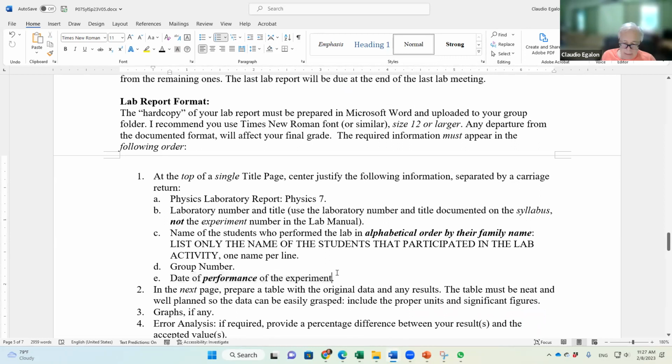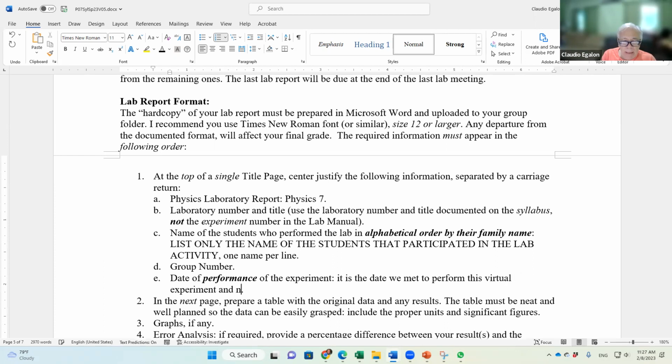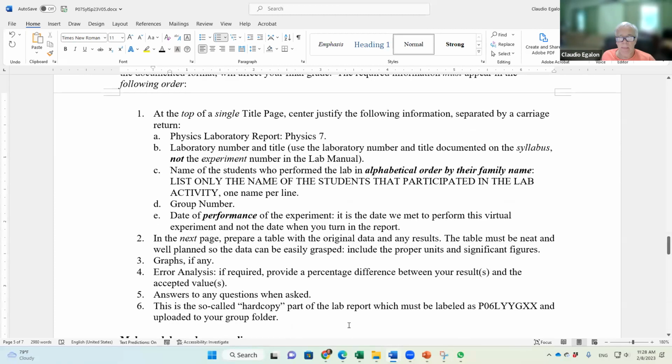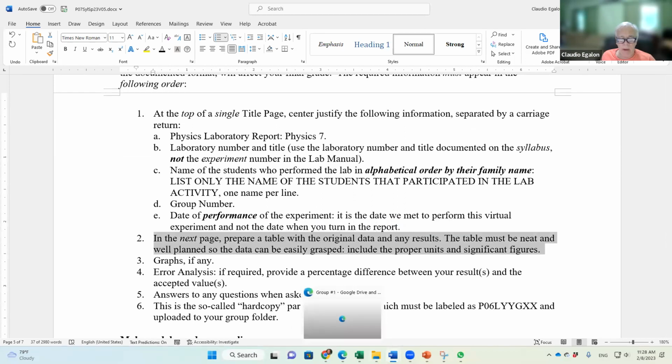The date of performance is the date we met to perform this virtual experiment, and not the date when you turn in the report. On the next page, prepare tables with the original data and any results.